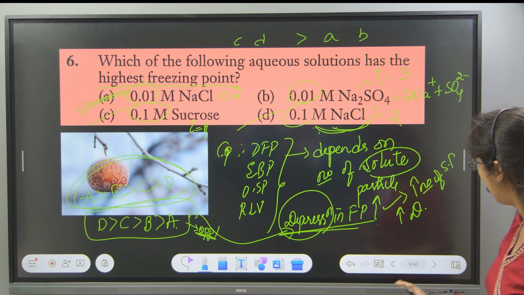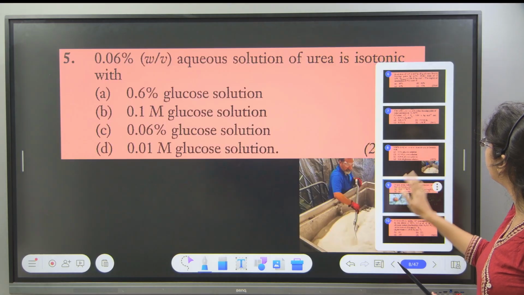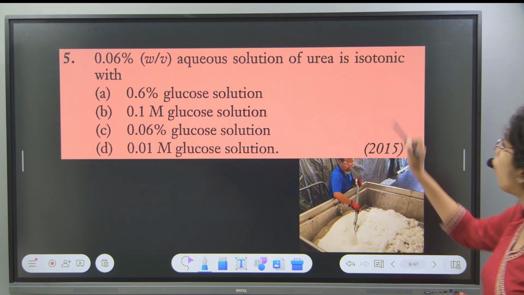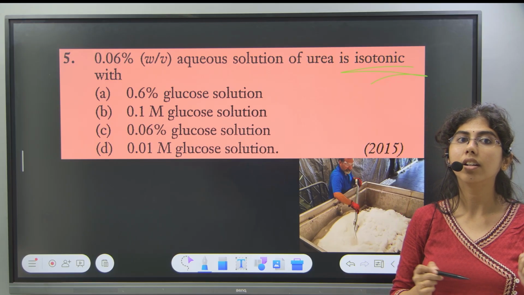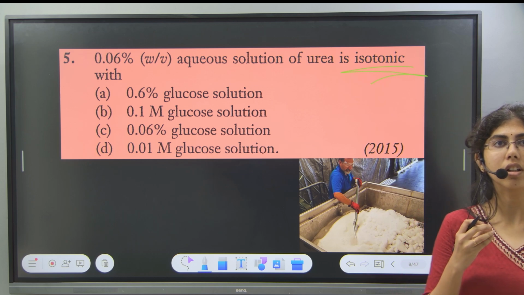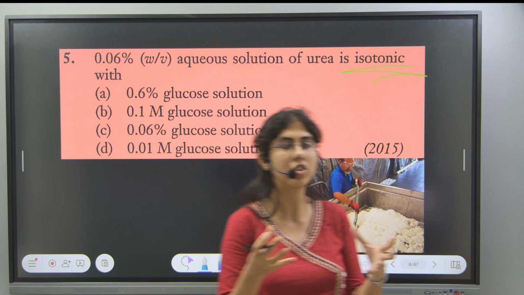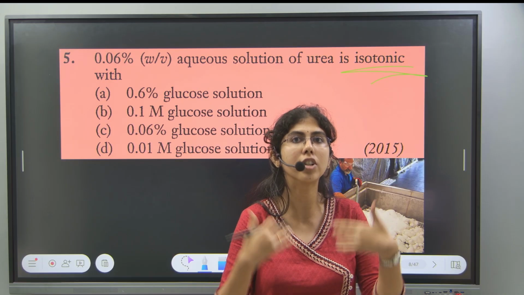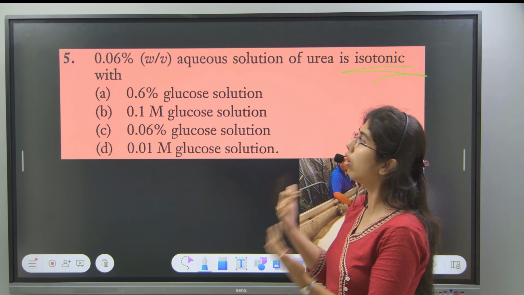Now, let us solve one last question from this, because I did not give such a question in the previous session. What is an isotonic solution? Can anybody tell me? The osmotic pressures are the same. Yes. Two solutions which have the same osmotic pressure, you call it isotonic. And to have the same osmotic pressure, they should have the same concentration, right? Now, to find that out, what will you do?